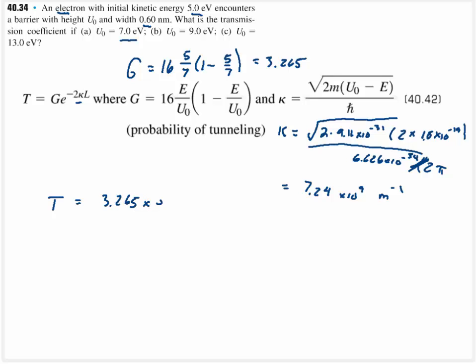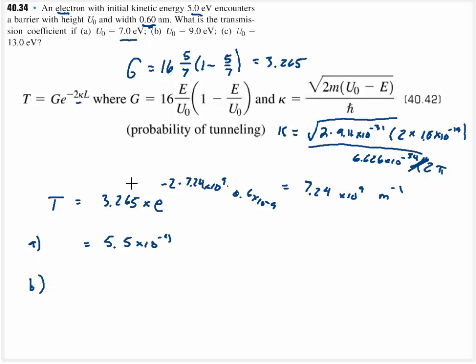3.265 multiplied by e to the negative 2 times kappa, 7.24 times 10 to the 9th, multiplied by the barrier width, and that's going to be 0.6 times 10 to the negative 9th. You go ahead and type all that in, and we're going to get a relatively small probability, 5.5 times 10 to the minus 4th, and that's the answer for part A.